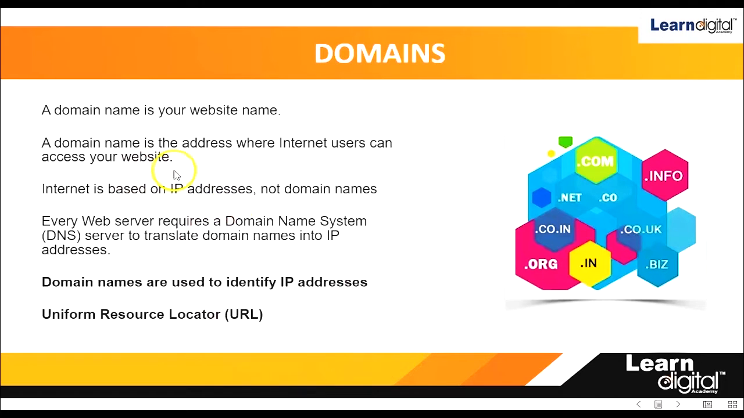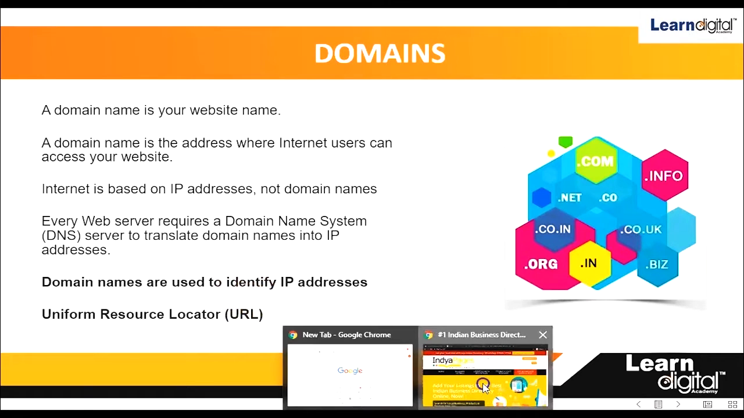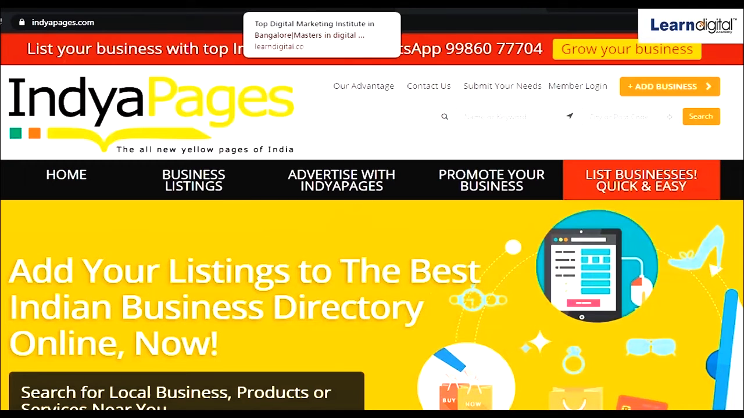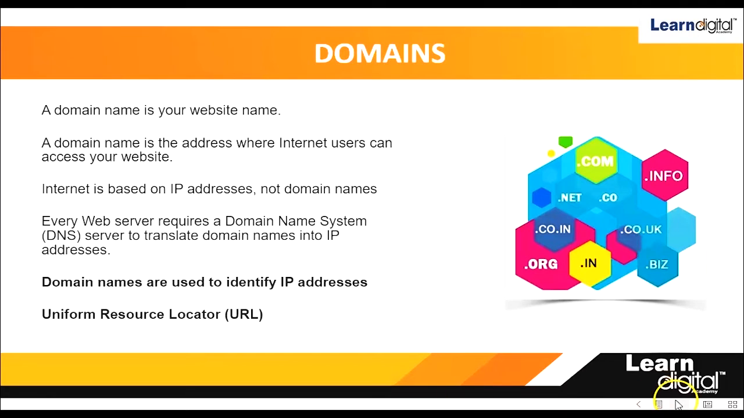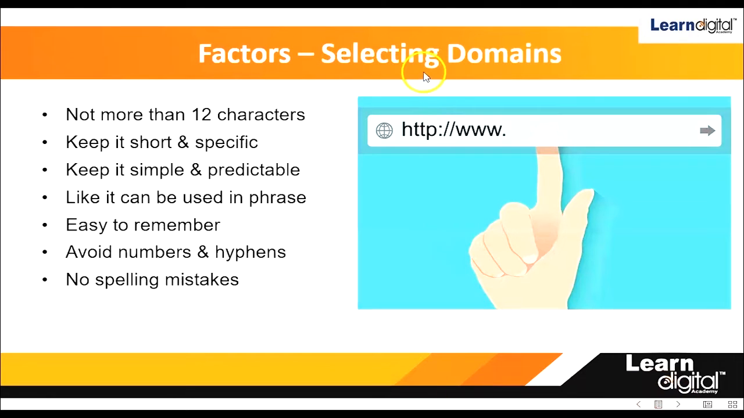That process is linked with what we call a Uniform Resource Locator, that means the URL, that's the link. So here, suppose this complete structure is called a URL, right? Okay, so now next, what should be the factors before selecting a domain?